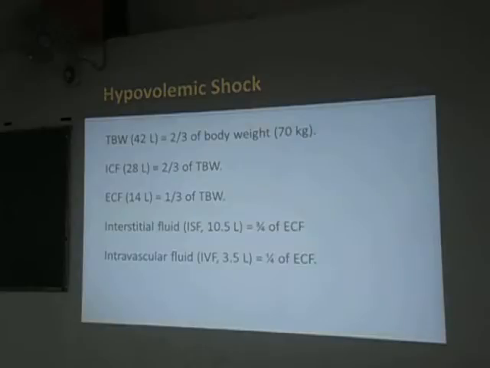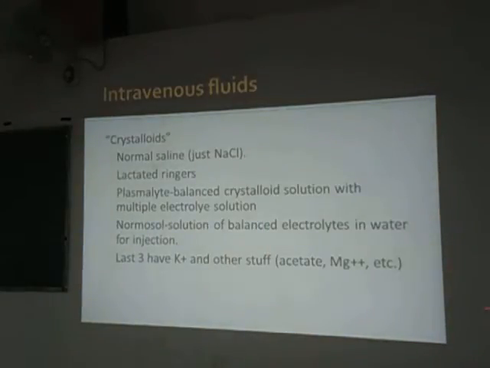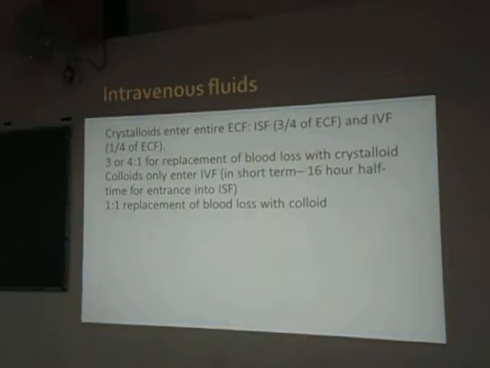How can we do this? We will learn it now. We have crystalloids and colloids. Crystalloids can enter both the ECF and ICF, that is the interstitial fluid, and the intravascular compartment also. That means whatever we administer, three-fourths will go to the interstitial space and only one-fourth will be available for the vascular compartment.